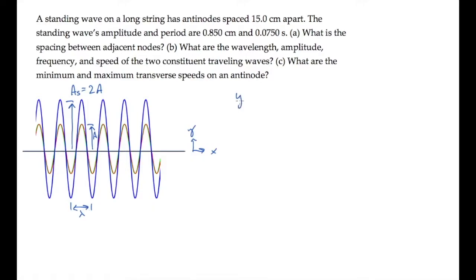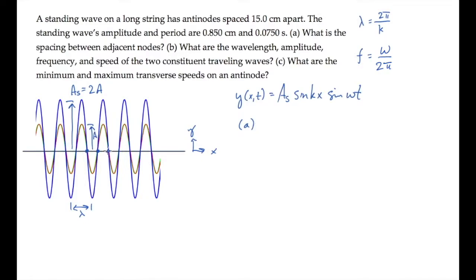The equation for a standing wave is shown here. y as a function of x and t equals the amplitude of the standing wave, sine kx times sine omega t, where the wavelength lambda is 2 pi over k, and the frequency f, 1 over the period, is omega over 2 pi. Part A asks us to find the spacing between adjacent nodes.